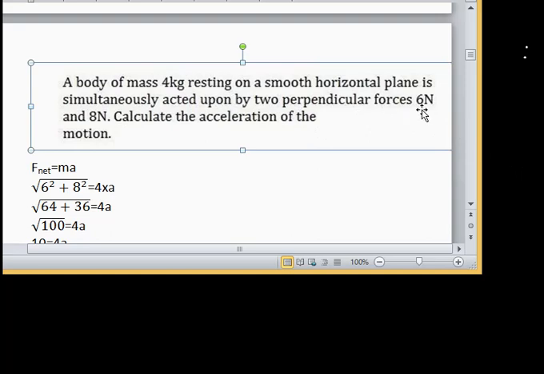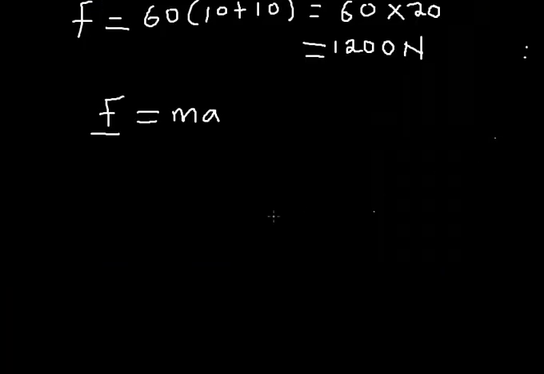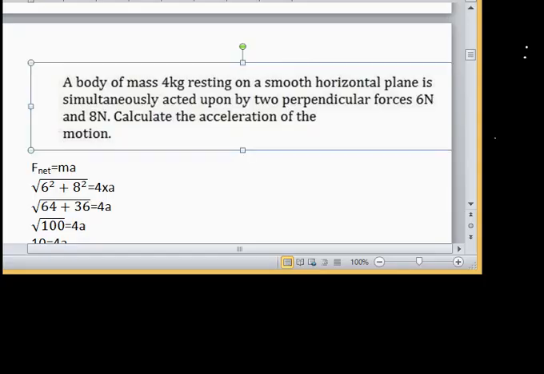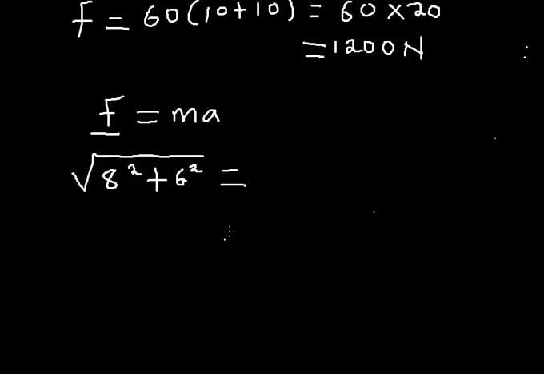Now we've treated vectors before. If two forces are perpendicular, to get the resultant force, we apply Pythagoras theorem. So that's going to be equal to 8 squared plus 6 squared equal to, so what's the mass? The mass is 4 kg. 4 times the acceleration. I'm looking for the acceleration.